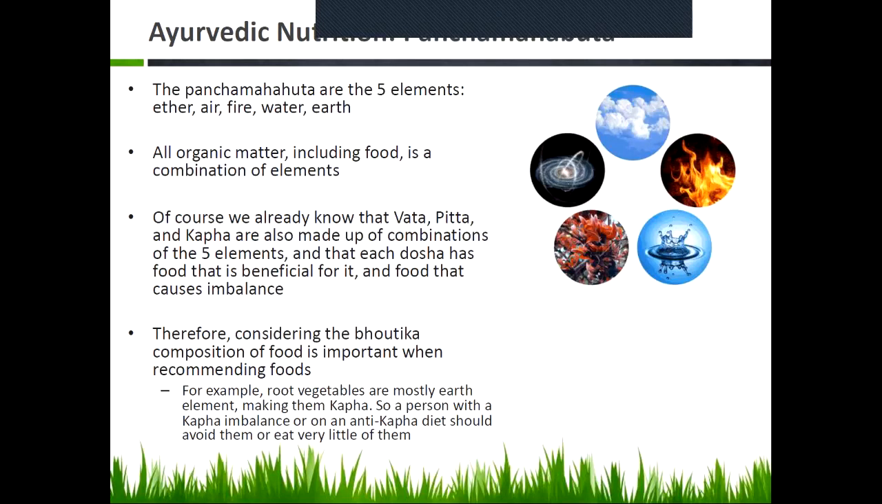So Panchamahabhutas, we know you have ether, air, fire, water, earth. All organic matter is a combination of elements. The bottom line is that we know that space and air, or ether and air, make vata. Fire and water make pitta, and water and earth make kapha. So in order to balance these Mahabhutas, we always use the opposite Mahabhuta. Every food we eat is also made of Mahabhutas.